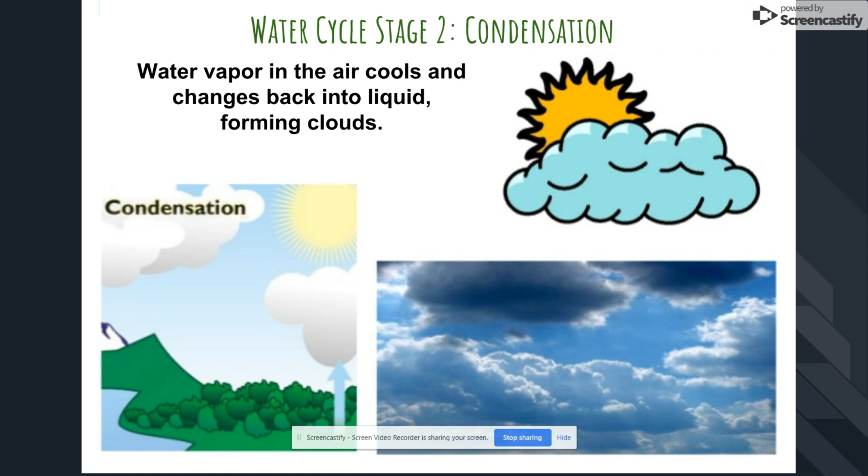We see condensation in our everyday lives as well. When you take a hot shower, the bathroom fills with steam or water vapor. When this water vapor comes into contact with the surface of the cold bathroom mirror, it cools and turns back into liquid form. This is condensation.